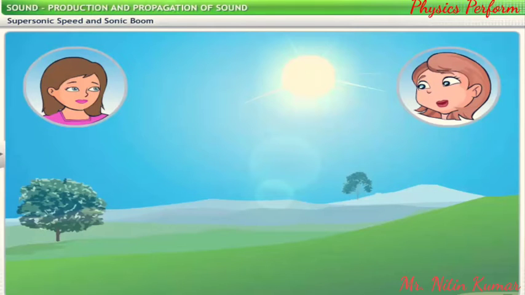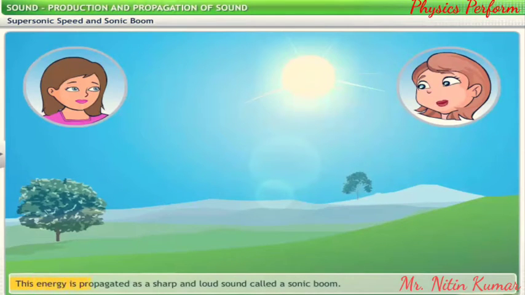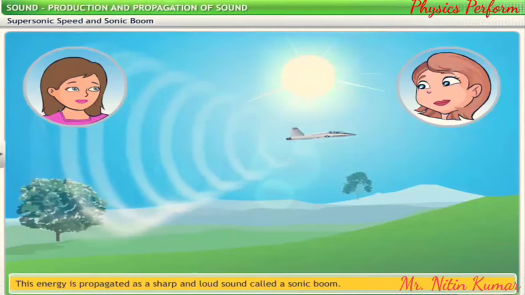When an object, like a jet aircraft, travels at supersonic speed, it produces shock waves in the surrounding air. These waves carry enormous energy. This energy is propagated in the form of a sharp and loud sound called the sonic boom.